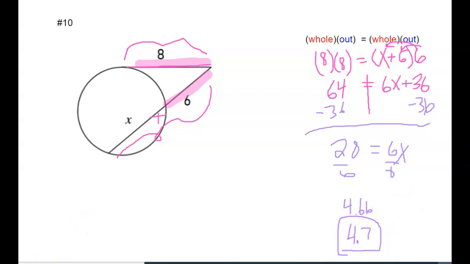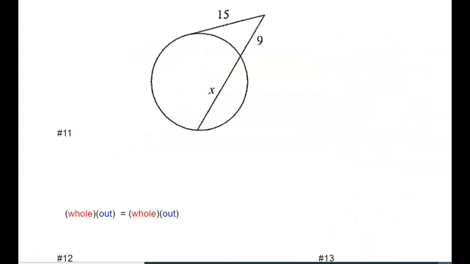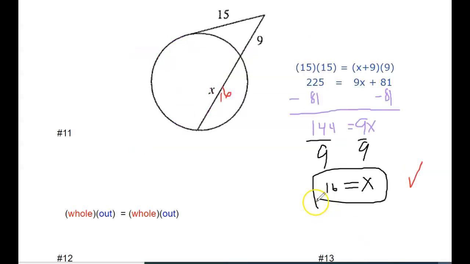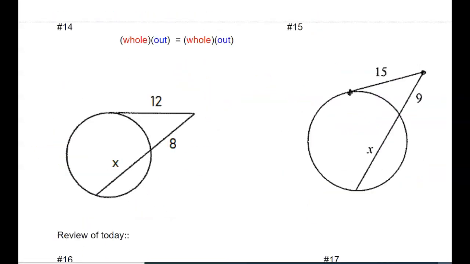Good, okay, we'll do number 11. Let me know if you need any help, please. Okay, try number 11 on your own. Great, you should have gotten 16. Awesome. Let's try number 12. Okay, try number 14 and 15, please.